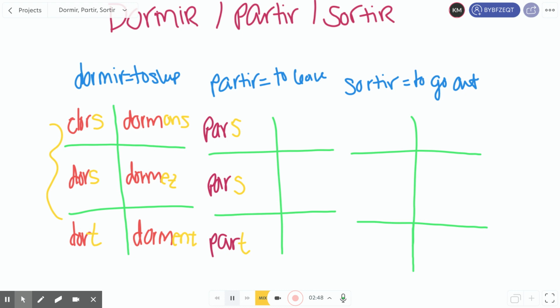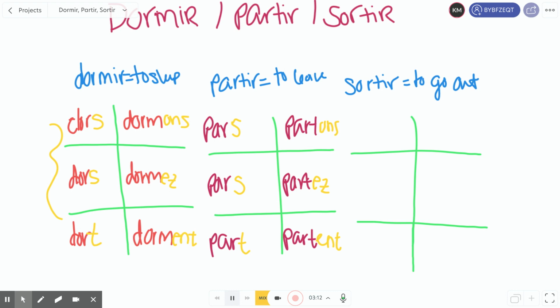And then for nous, vous, and ils, it's the same thing. We just drop the IR instead of the TIR. So it's par, par, and par. Now let's add on our endings. So it's partons, partez, and part.